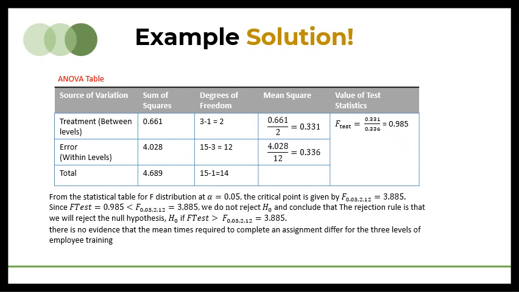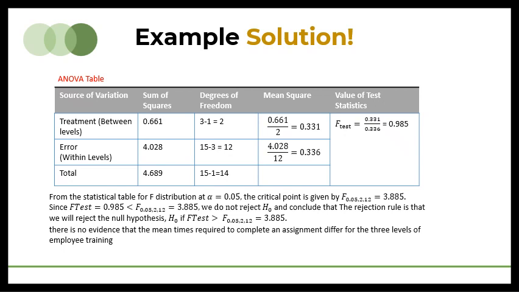And for the degrees of freedom, since we have 3 levels of training, it is 3 minus 1, which is k minus 1, equal to 2. And capital N minus 3, which is n minus k, 15 minus 3, you will get 12. Therefore, 15 minus 1 equals 14.